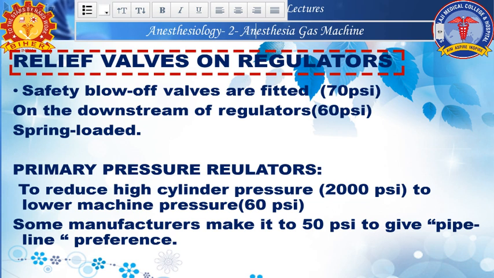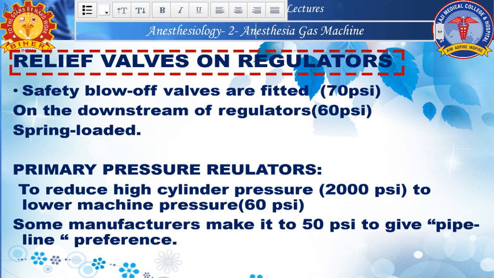But remember, modern machines are called pipeline preference, whereas in older machines, say 2 decades before, they didn't have this type of pipeline preference. So when the cylinder got emptied, the pipeline by that time would also have got emptied, and we would not know that both would be empty. Now, because of pipeline preference, the pressure limit set is 50 psi only, so anytime the pipeline only will be used.